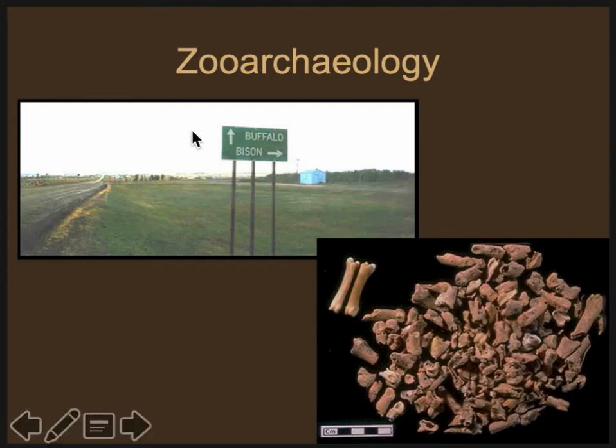We've looked at typology and pottery and stone tools. And this week we're going to look at the analysis of another kind of material that's recovered usually from archaeological excavations, and that is animal bones.